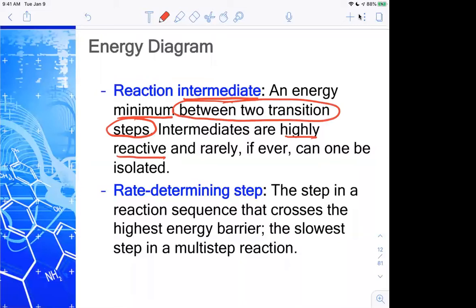The rate determining step is my slow step. So this is the reaction in that sequence that crosses the highest energy barrier. It is going to be the slowest step in the multi-step reaction. And again, if I characterize those steps using an energy diagram, it's going to be the reaction that has the highest barrier, the highest energy of activation for that step.